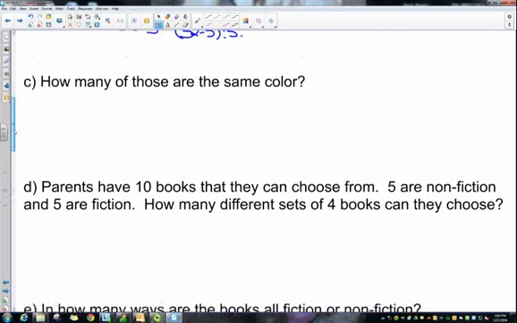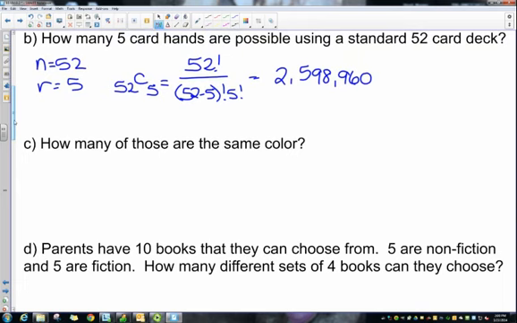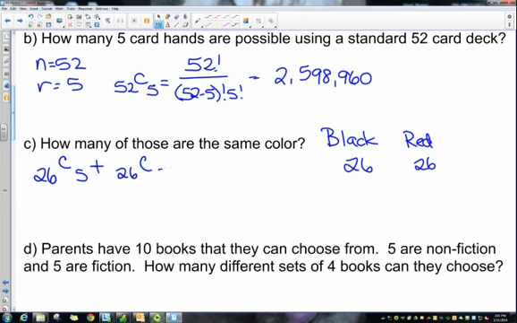Now the next question, same idea. We got 5 cards of 52. How many of them are the same color? Now here's what we got to think. In any deck of cards, I've got 2 colors, black and red. In black there's 26. In red there are 26. So I've split those 2 things apart. I want to start with my black ones. I need 5 cards that are black. I've got 26 to choose from, and I'm choosing 5. Then I'm going to add my reds. In red, I've got 26 cards to choose from, and I'm choosing 5. So I go 26C5, and I get 65,780.